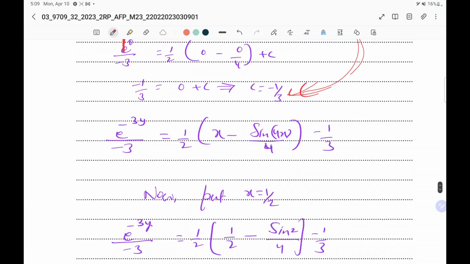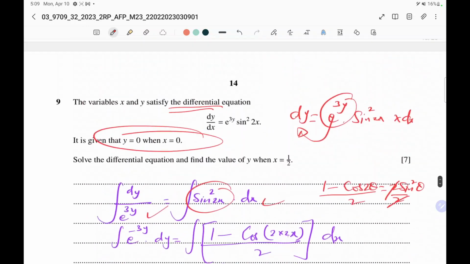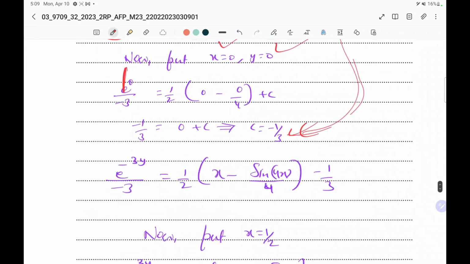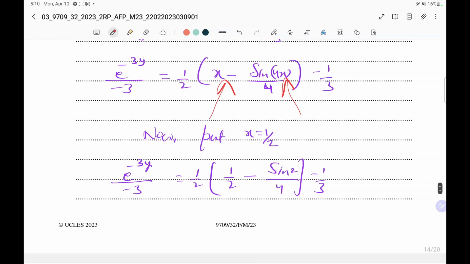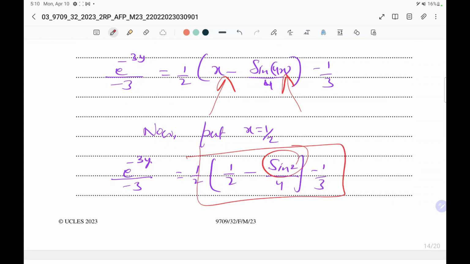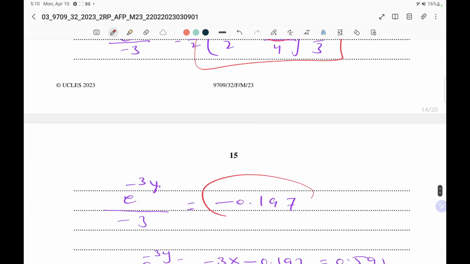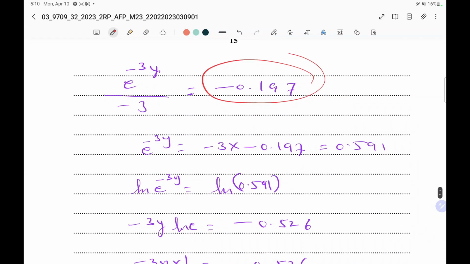Just rearrange. No need to rearrange, because we need to find y when x is half. So just put x equal to half here and here. I have put it over there, and this is sine 2. It is in radians. Just use a calculator to get this value. Minus 0.197 multiplied by minus 3, you will get this.